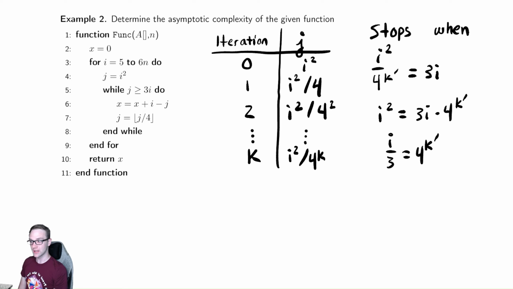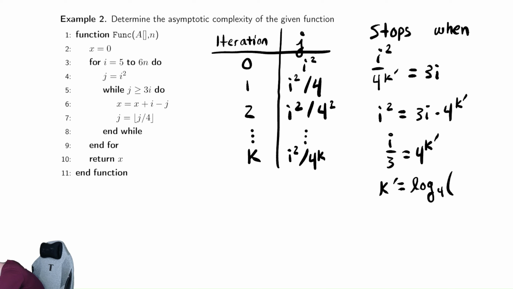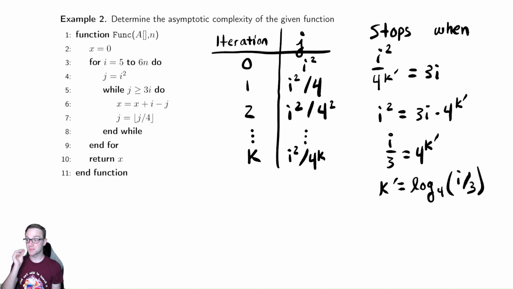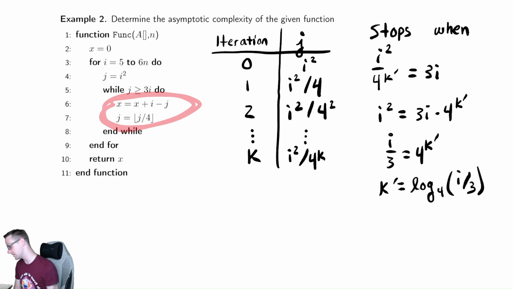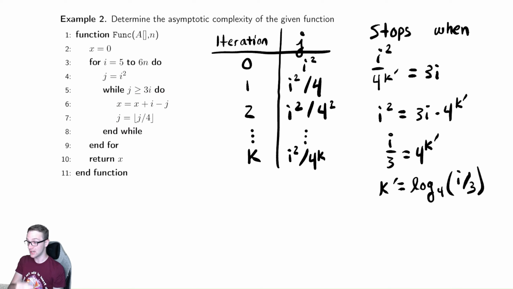I then need to solve for k prime, which is stuck inside of an exponent. To get things out of the exponent, we take a log of both sides. So take a log base 4 of both sides, and I get k prime equals log base 4 of I divided by 3. That k prime tells me the number of times the while loop executes. Conveniently, the code in the body of the while loop that executes every time takes a constant amount of time. So I know how many times it runs, and I know the constant cost of running a single iteration.